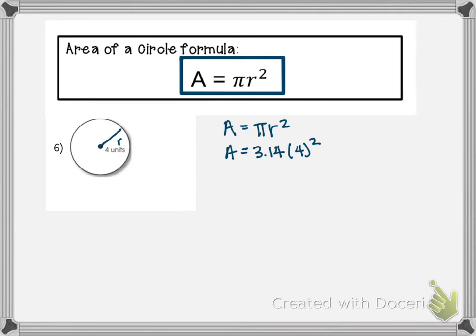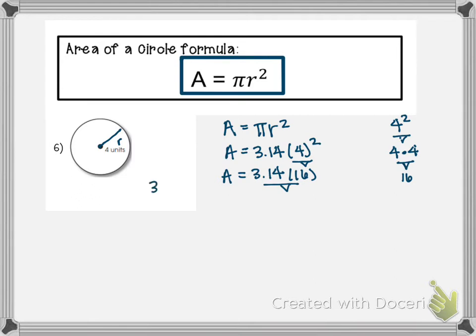Okay, so we're going to focus on PEMDAS. PEMDAS says that we are going to complete our exponents first. 4 squared means that we have 2 4s and the operation is multiplication. So 4 squared means 4 times 4, which is 16. So I'm going to plug that back over here. And so now we're looking at 3.14 times 16.